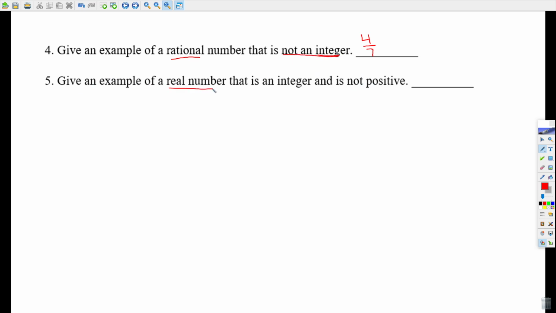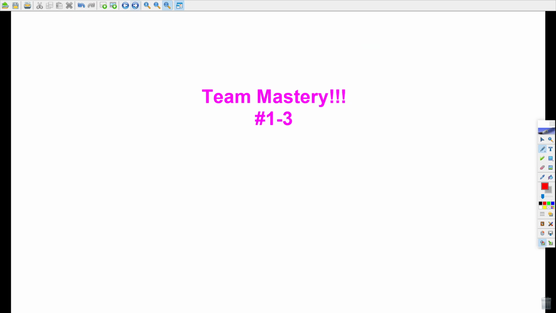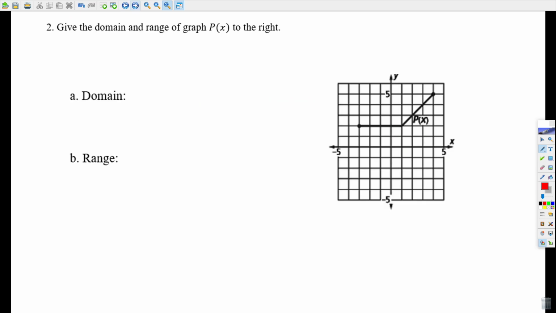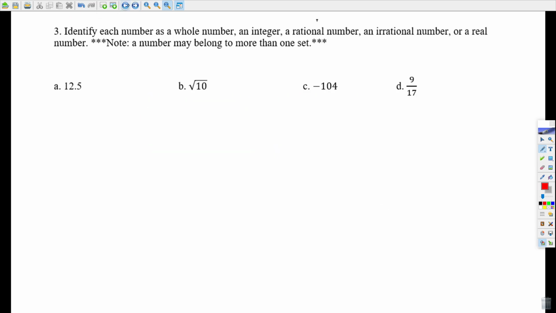Give an example of a real number, so anything you can possibly think of, that is an integer but not positive. Integers are the positive and the negative whole numbers. So it's real, that's easy to do. Integer, not positive: negative 5. That should work. So number 3 should hopefully be easier for you to understand as far as being real and rational and whatnot.